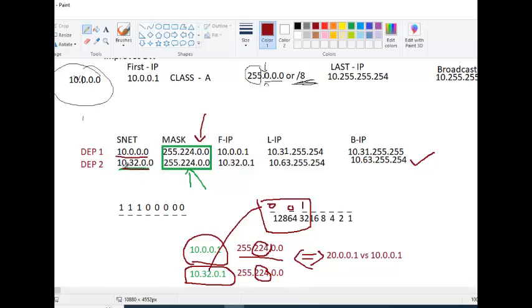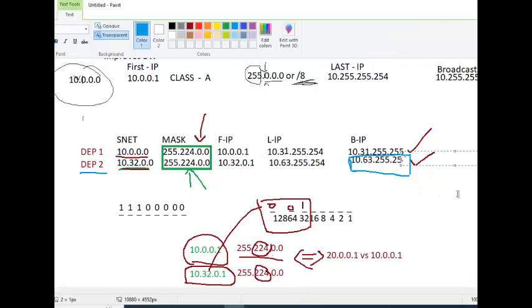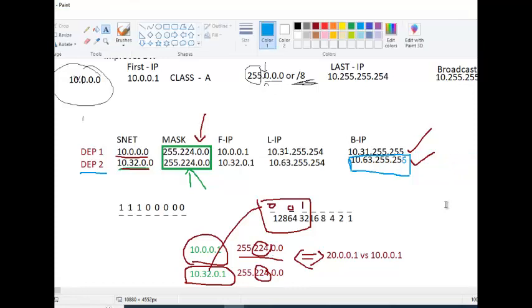Not only that, for each department you get a separate broadcast IP. If I want to talk to all the devices in department 2, then I should use this address to communicate. If I send any packet to 10.63.255.255, it's not 254, the last number should be 255, then the packet will go to every computer in this department 2. And it won't go to department 1.